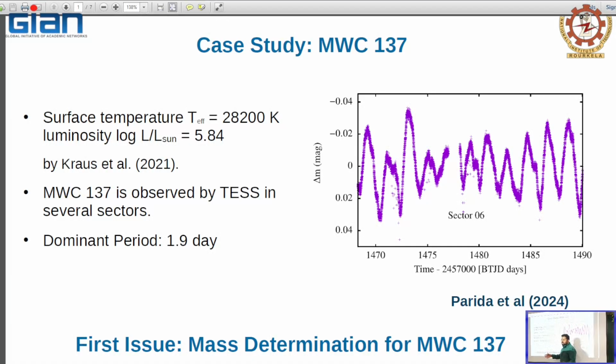Luminosity, the way we have been using so far, is given as 5.84. It's just a number, right? Because it has been normalized and we have taken the log.